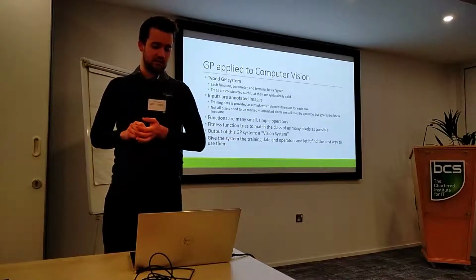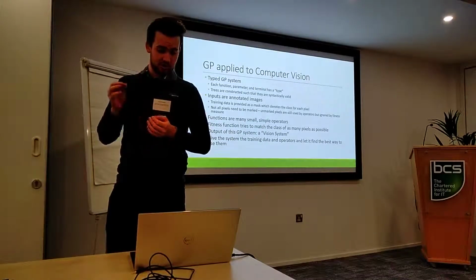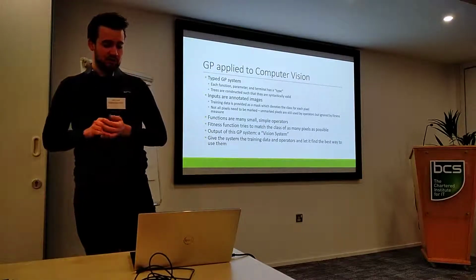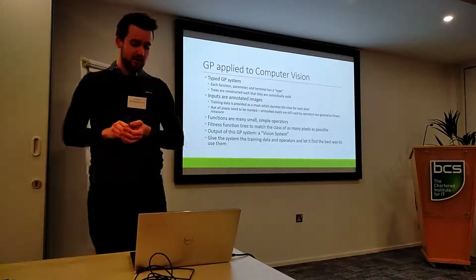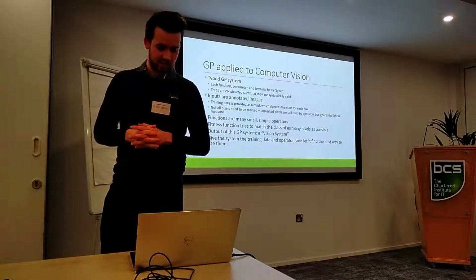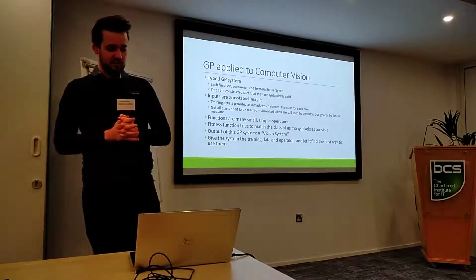So inputs are annotated images. You give the system a mask which denotes the class for each pixel within the image. You don't need to annotate all pixels. Any unmarked pixels are ignored by the fitness measure, but can still be used by the functions, obviously. And we call the output of this GP system a vision system.